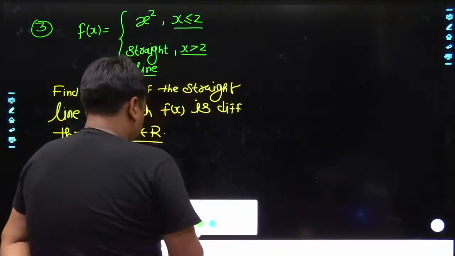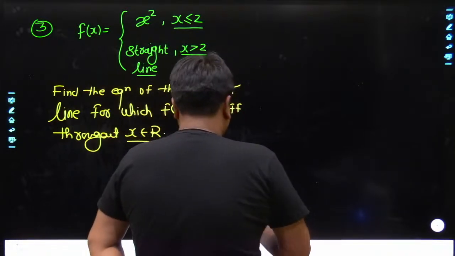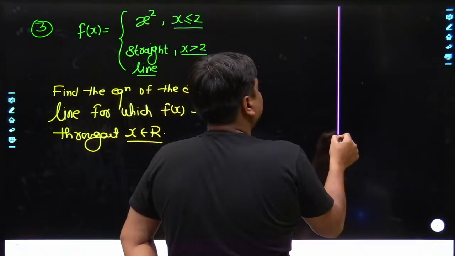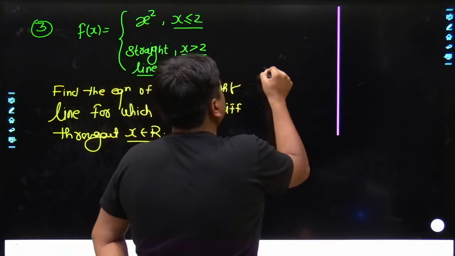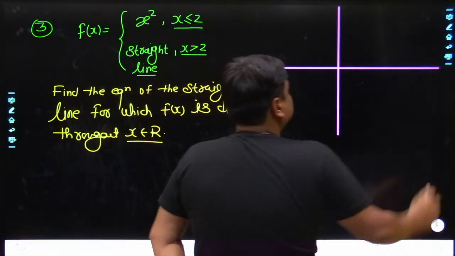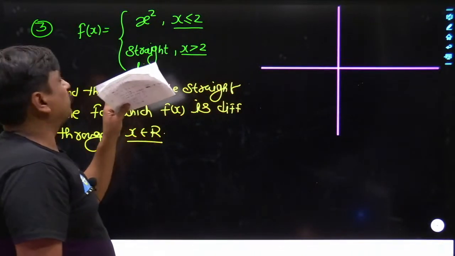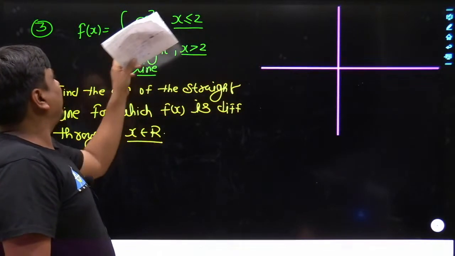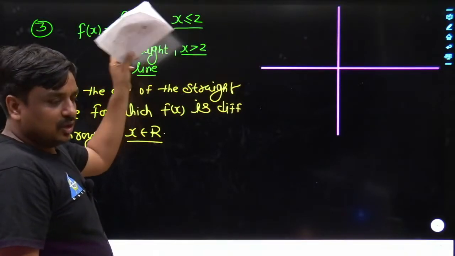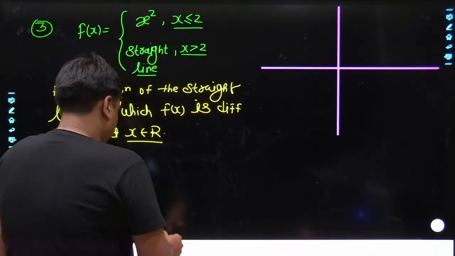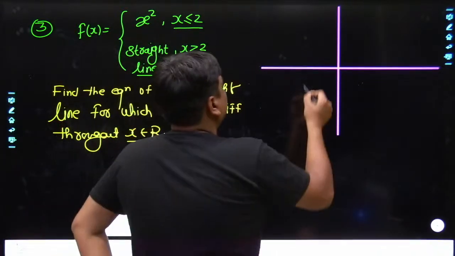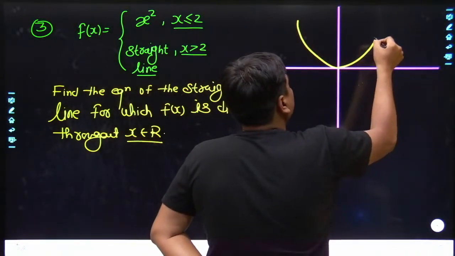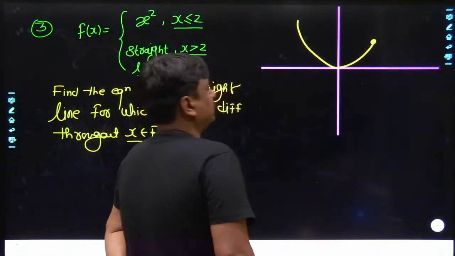Let me start processing this problem. For a better understanding, let me analyze it over the graphical domain. See what is happening over here. You had two distinct functions. The first function was an upward facing parabola passing through the origin, because y is x square, so once you put x equals 0, y becomes 0. This function was defined till x equals 2, including x equals 2.